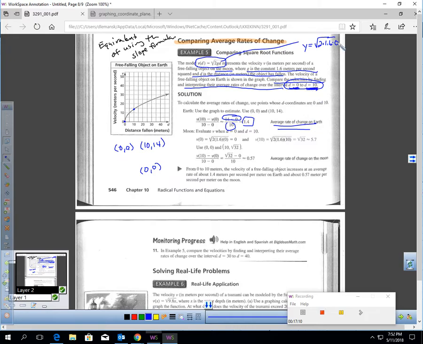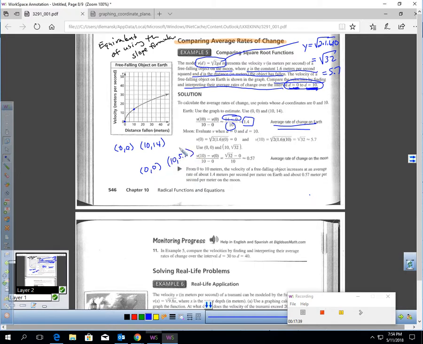My second point, plug in 10. So I'd need 2 times 1.6 times 10, and then square root that. So let's do that real quick on our calculator. When I plug that in, I get 32, and then I have to take the square root of 32, which I'm doing right now, and I'm getting about 5.7. So when I plugged in 10, I got about 5.7.